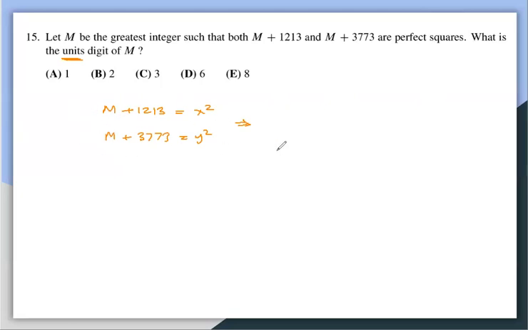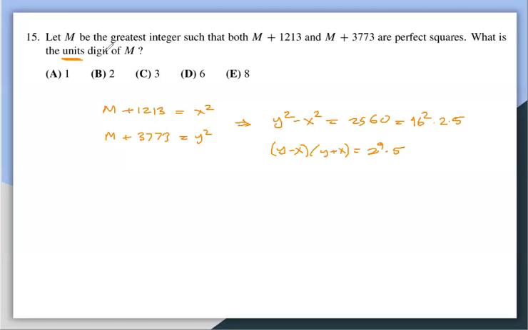If I subtract the top from the bottom equation, we get y squared minus x squared equals, m minus m gives 0, and then 3773 minus 1213 is 2560. This is good at least, because this is 256 times 10. 256 is 16 squared. So I can write it as 2 times 5, and then this is a difference of squares. That will be 2 to the 8th power times 2, which is 2 to the 9th power times 5. So the question says find the largest value of m that works.